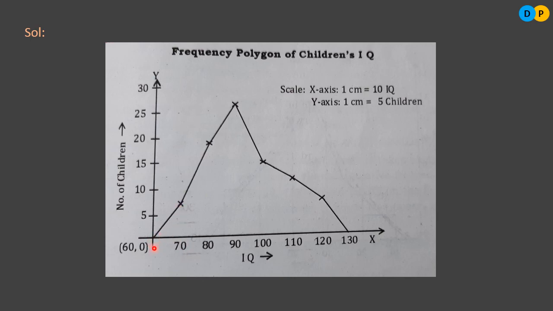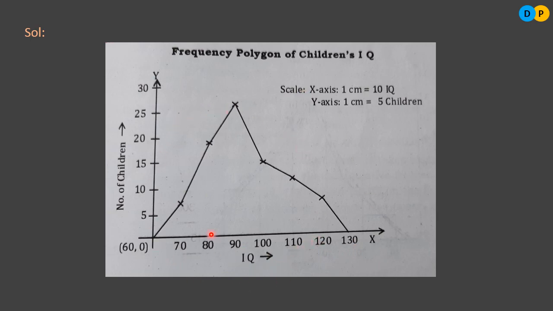So we will be considering this point as 60. And what about the right-hand side? 120 is the final variable value given in the question, but we will consider another imaginary limit, that is 130. So we will be joining this open end at 130 to the x-axis. By joining them, we get the frequency polygon of children's IQ.